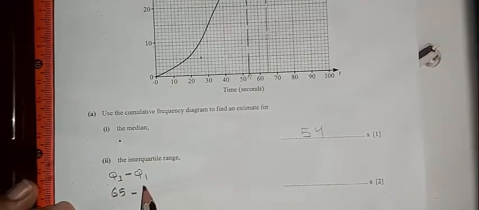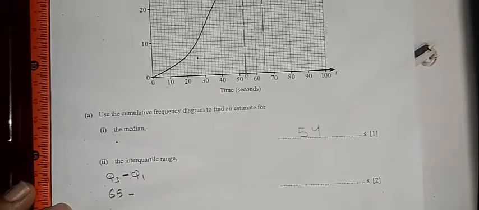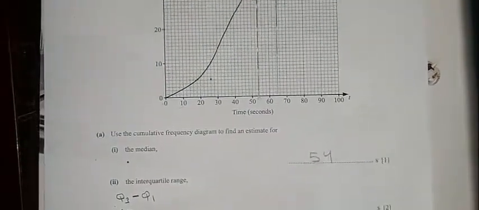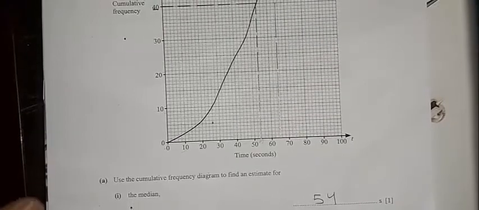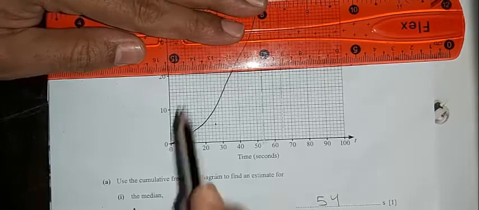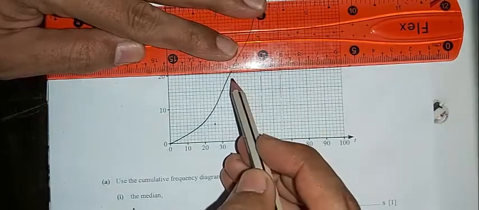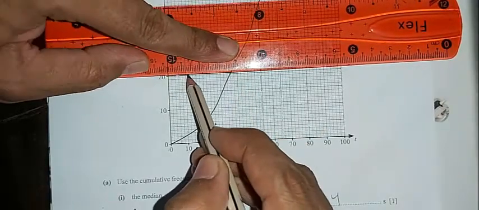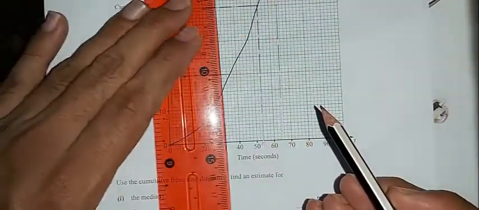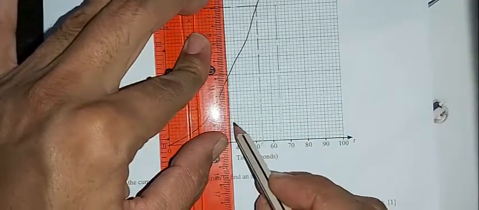To find Q1, it is 1/4 of the data, or 25%. 25% of 80 girls is 20, so we'll use the ruler again on 20 here. In your exam, try to do it more quickly than I do now, but now I am explaining to you how to find and calculate these values.